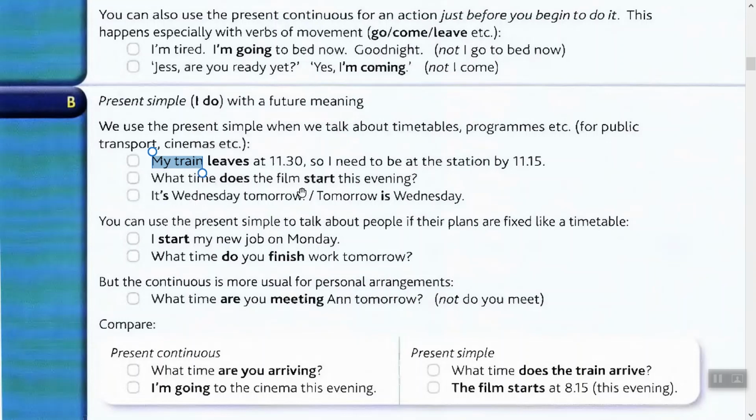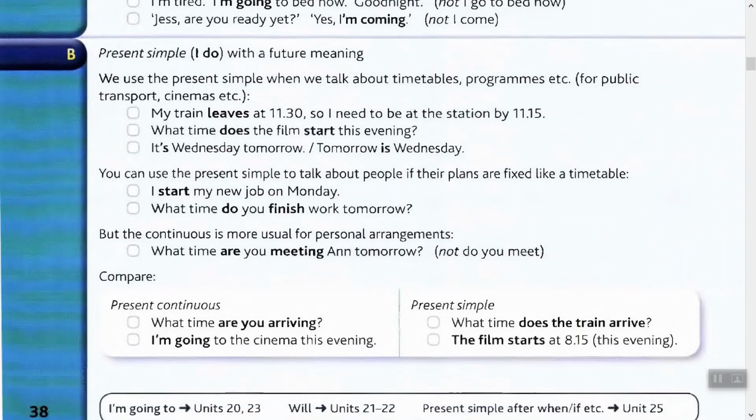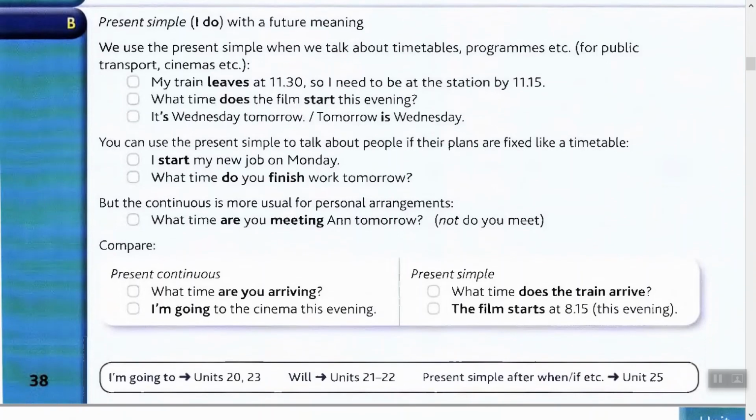What time does the film start? What time does the program start? What time does the movie start? The film. It is Wednesday. Tomorrow is Wednesday. You see. This is an exception.